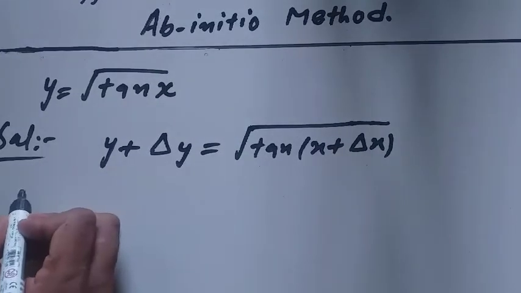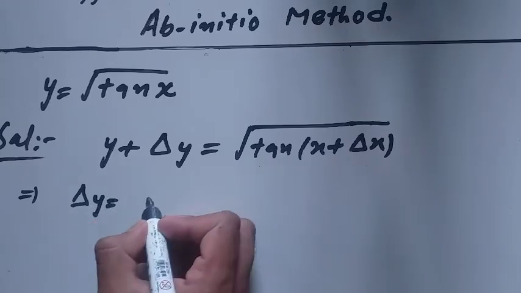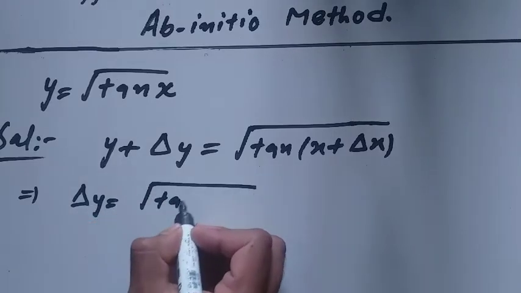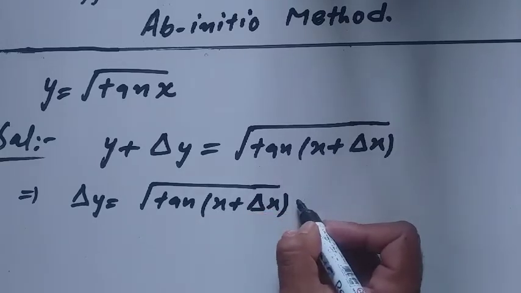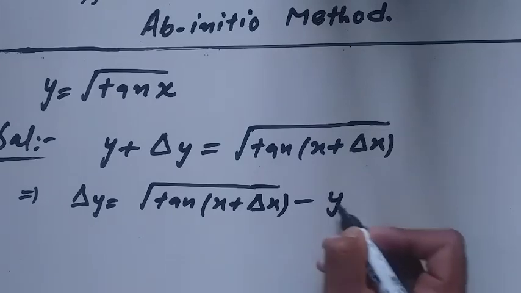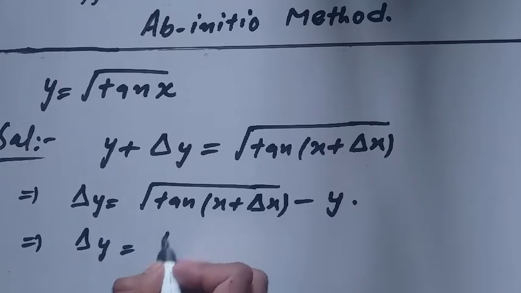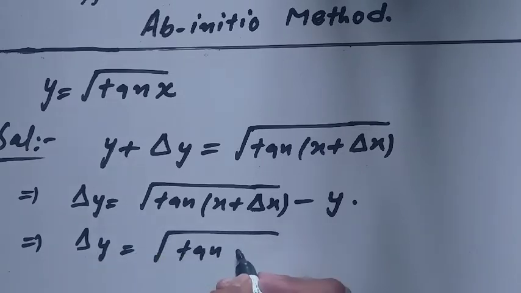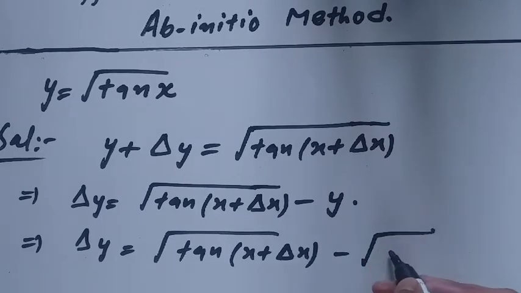Now I can write here delta y is equal to under root of tan of x plus delta x minus y. Delta y is equal to under root of tan of x plus delta x, और इस y के बदले में अपना वैल्यू इसको वापस देता हूँ, that is minus under root of tan x.